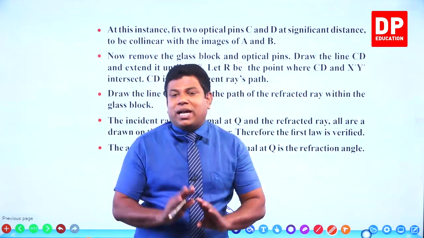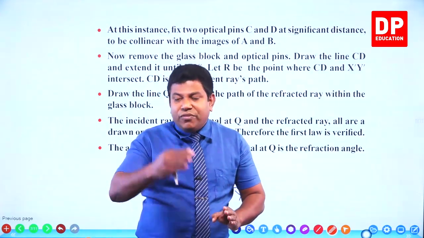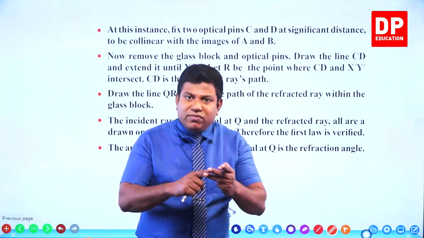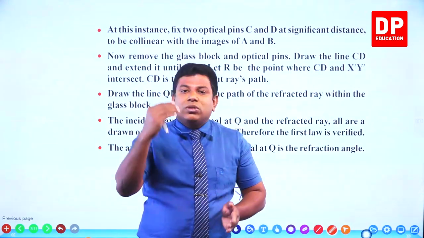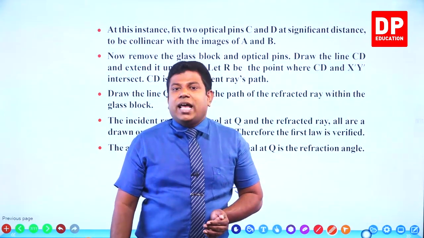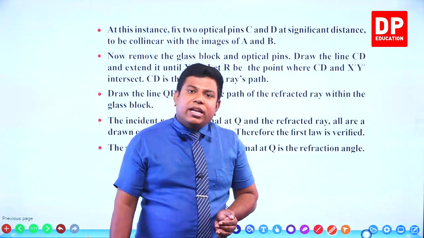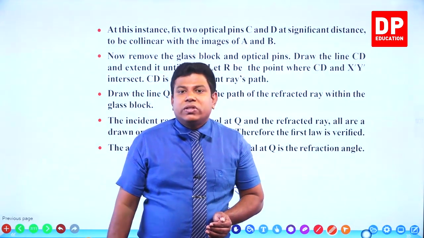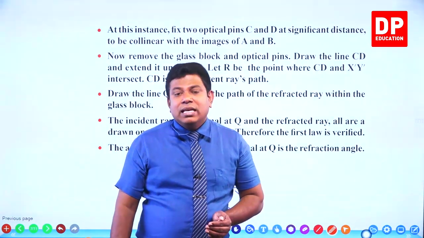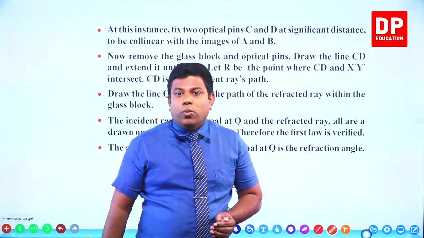Now we will see how this is being done. Let's do this practical experiment with different incident angles. We already defined 30, 40, 50, 60, 70. Let's take those incident angles, measure the R, refraction angle, and see whether sine I over sine R is a constant. If that is a constant, what value is it? We will see by doing the practical now.